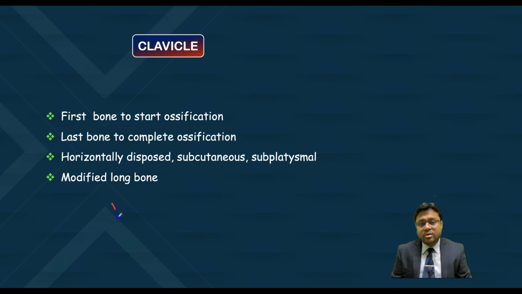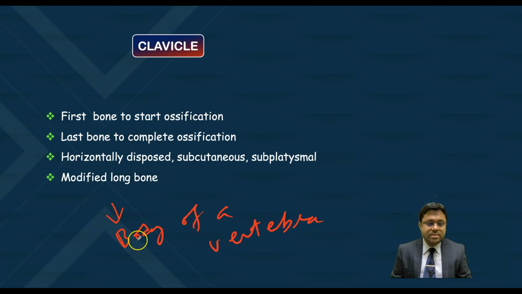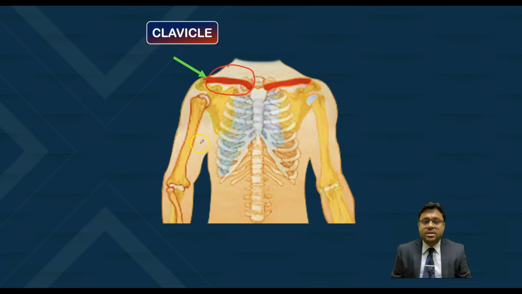Another example of a modified long bone in the human body is the body of a typical vertebra. So, the body of a typical vertebra and the clavicle constitute two examples of the modified long bone in the human body. Now, here we see the anterior view of the chest wall and the root of the neck. You can see at the junction the clavicle encircled by the red line. So that's the clavicle properly disposed in the human body.